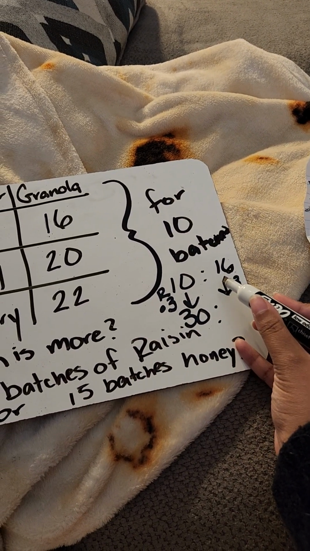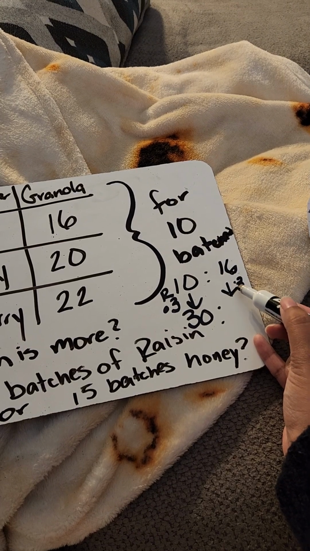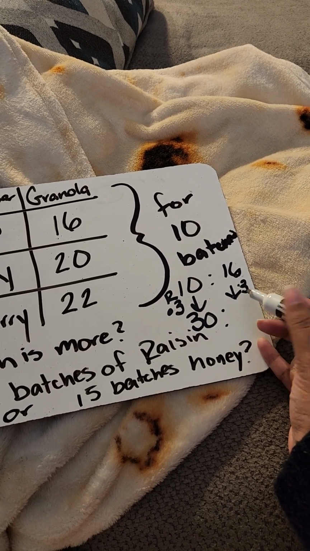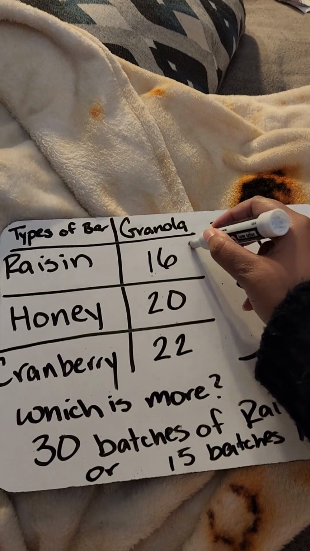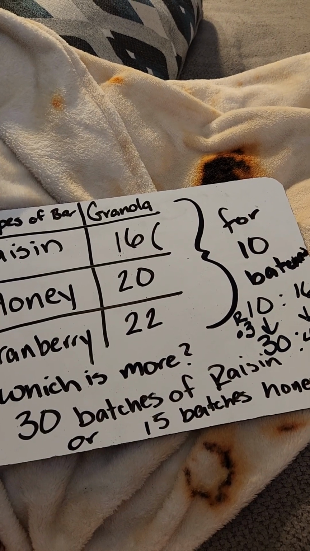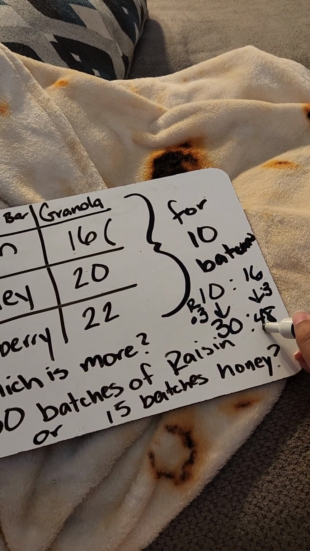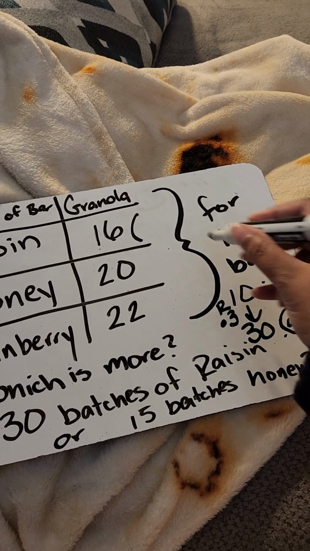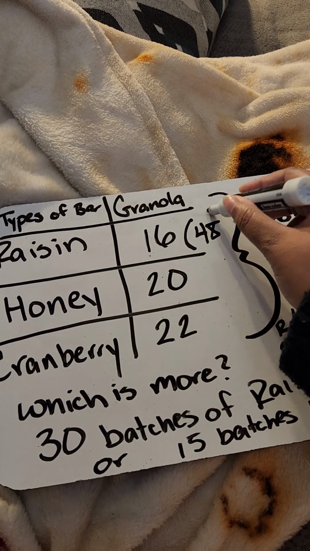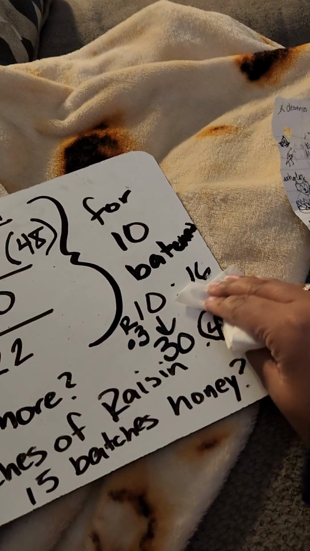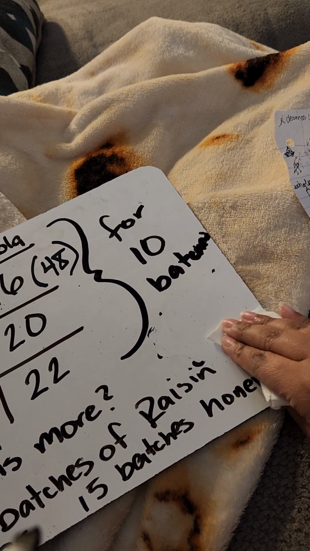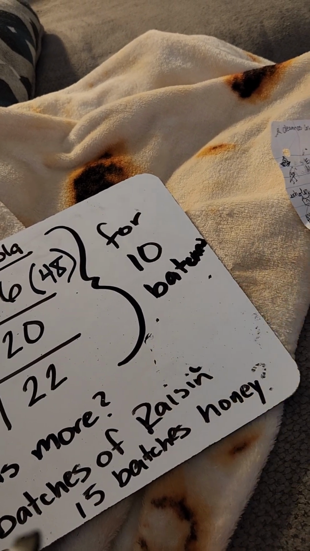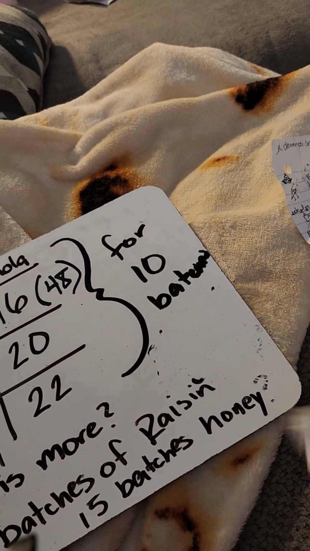Okay, so 16 by 3, well, 10 times 3 is 30. 6 times 3 is 18, so 16 times 3 is 48. So for raisin nut, I would need 48 cups of granola for 30 batches. I'm just going to put this in parentheses so I have like a marker. All right. So now I'm going to do some erasing. Also, this is not perfect. This is my rough draft. See my little doodle? Like, we're just having a good time.